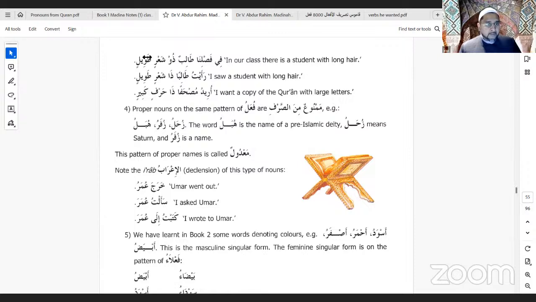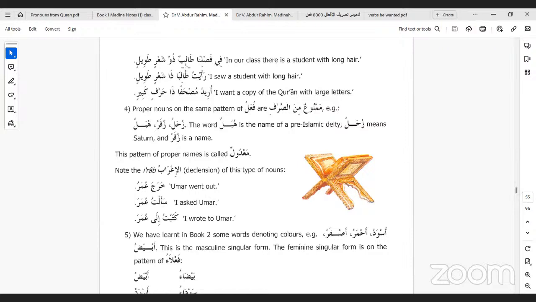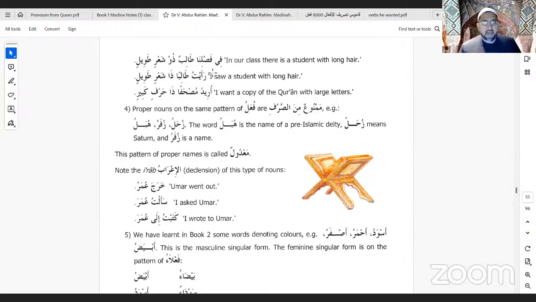Sister Munira. In this example, في فصلنا طالب ذو شعر طويل, in our classroom is a student who has long hair. So in this sentence, ذو شعر طويل, what position does ذو have?